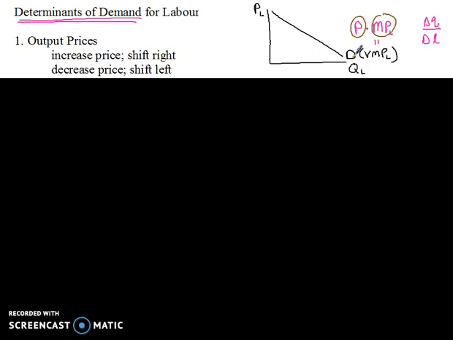So I'm just going to go through these determinants of demand very quickly. The first determinant of demand, there are three of them. The first one is output prices, and we could just say this. If the output price increases, that would be like an increase in the price of televisions. Well, if the price of televisions goes up, that's going to cause the value of the marginal product to go up, and that's going to cause the whole demand curve to shift to the right.